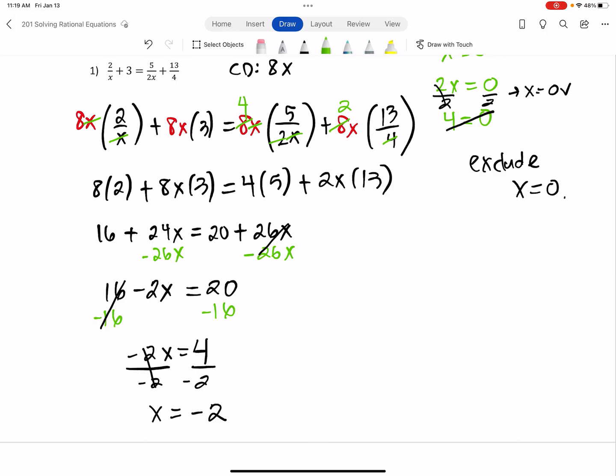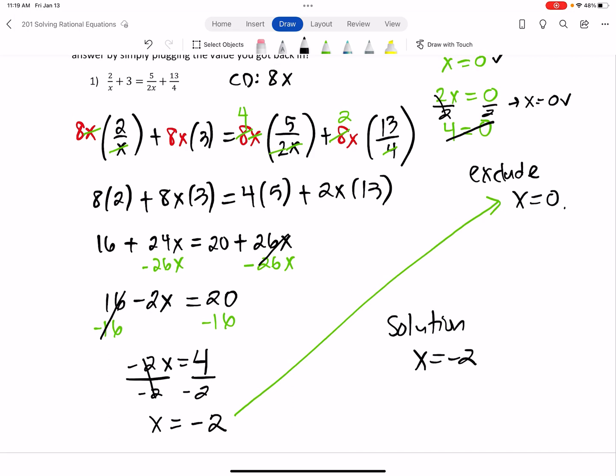Now I'm checking, and this is not the value that I excluded, right? So my solution is x equals negative 2. So when you're doing your homework, just be careful because they might ask you to do excluded values in one step and solution in another step. So don't go straight to that solution. Make sure you do this which values to exclude first.